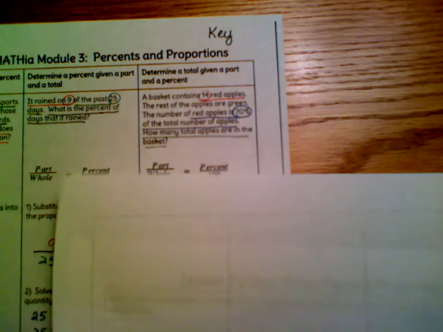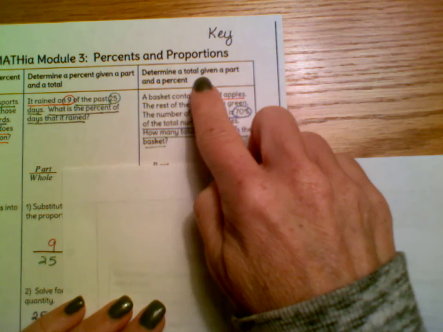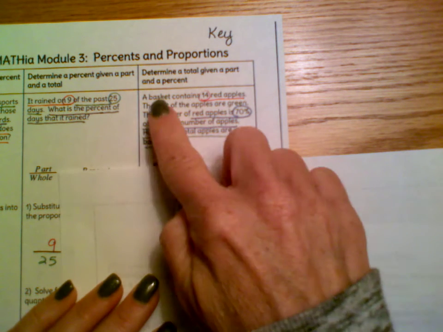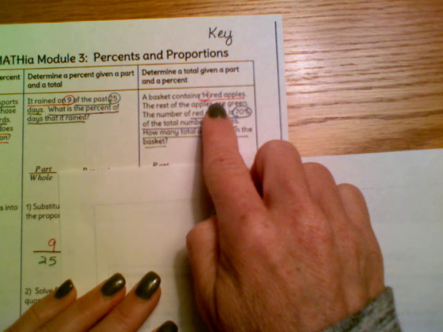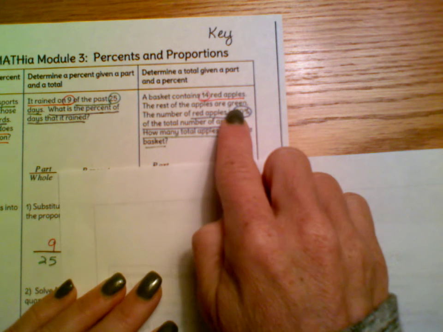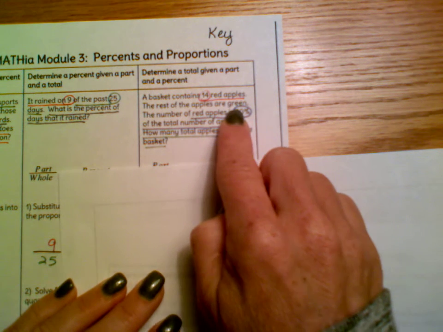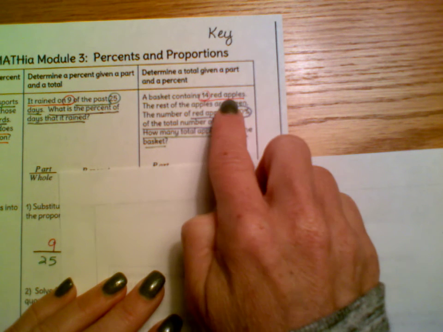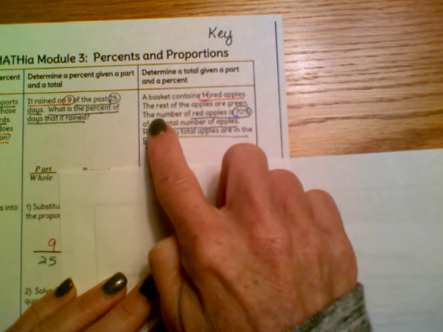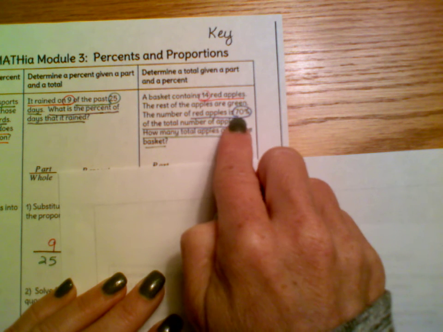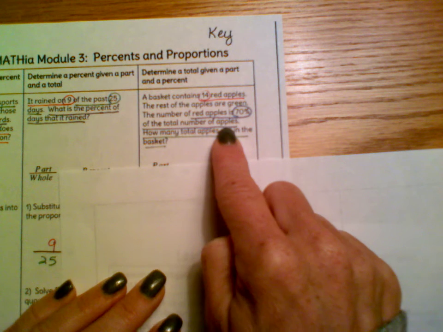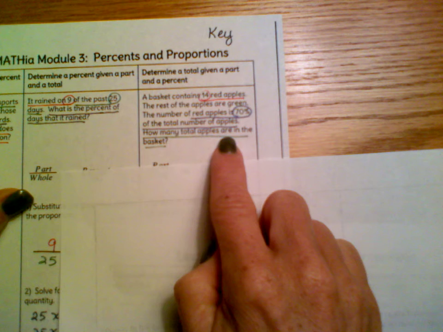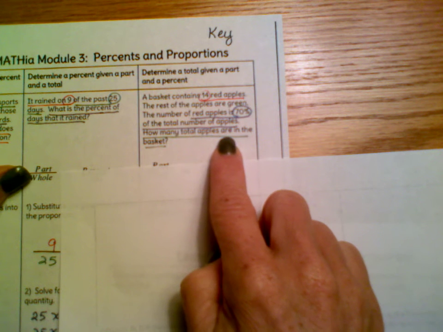Okay, the last example. This is determining a total. So this was determining the percent. Now we're doing a total. A basket contains 14 red apples. The rest of the apples are green. So I know I have some green, some red, so this is only part of them. That's why I did this in red. The number of red apples is 70% of the total number. So there's my percent. That's why I did that in blue. Here it's asking how many total apples. That would be the whole.